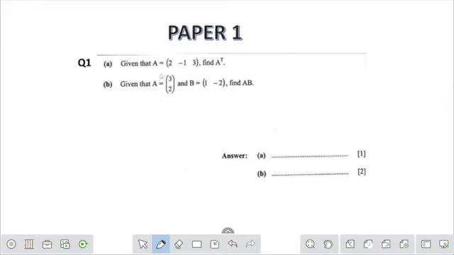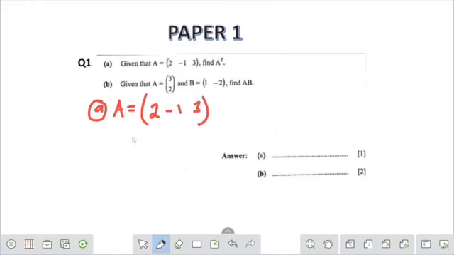Question A reads, given that matrix A is equal to 2, negative 1, 3, find A power T. This one is read as find A transpose. So to find the transpose of matrix A, we are starting with our first question. Our matrix is A equal to 2, negative 1, and 3.